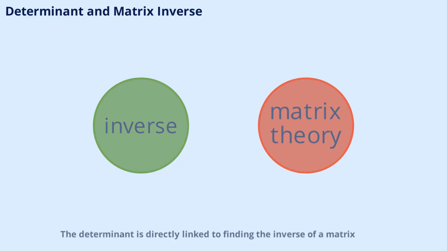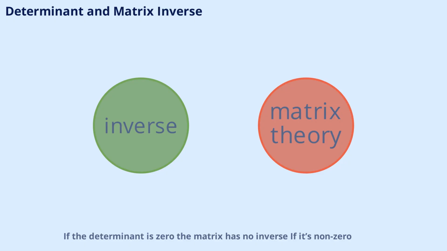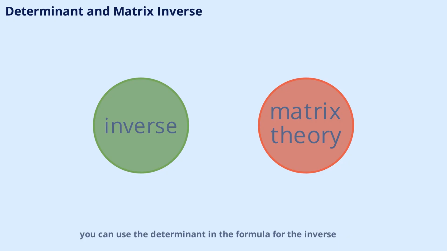The determinant is directly linked to finding the inverse of a matrix. If the determinant is 0, the matrix has no inverse. If it's non-zero, you can use the determinant in the formula for the inverse. This relationship is central to many mathematical procedures and highlights the importance of determinants in matrix theory.